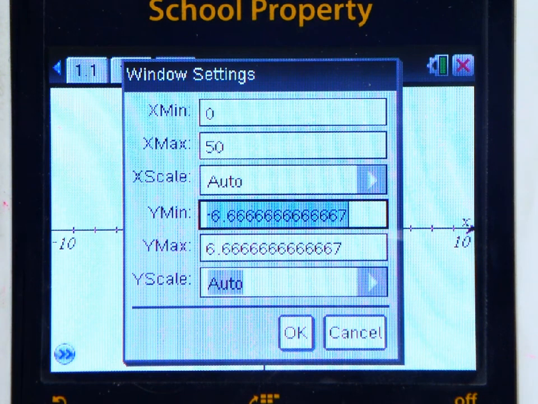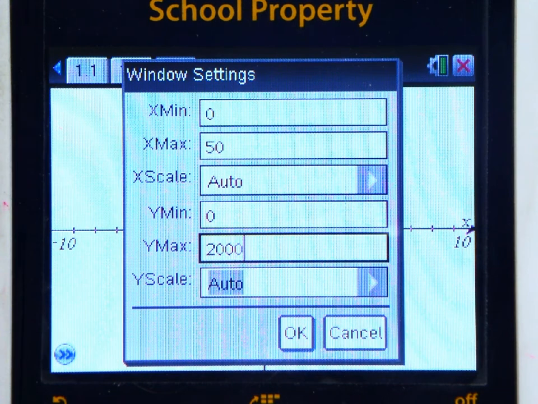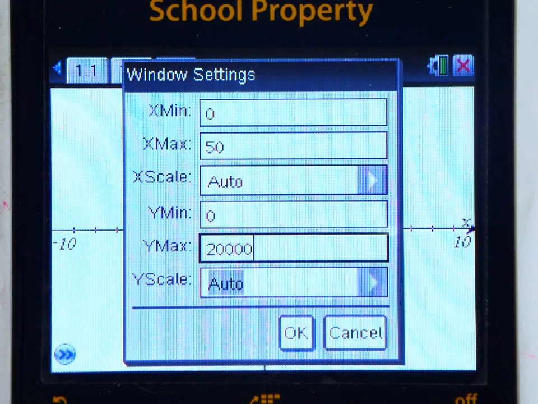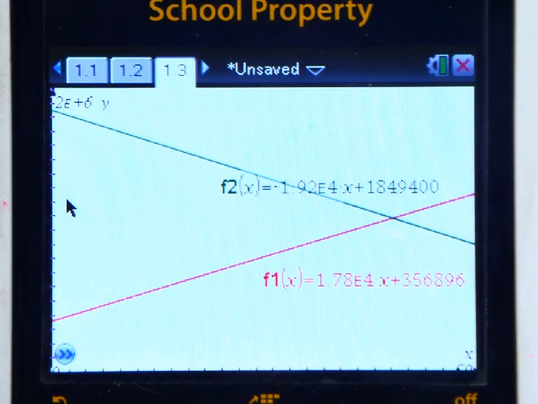Y minimum, I don't need negative numbers. Y maximum, I'm dealing with big populations, right? But they're not over 2 million, so I'm just going to put in 2 million. Let's see, that's 20,000, 200,000, 2 million. There we go. Press enter, and there's my intersection.